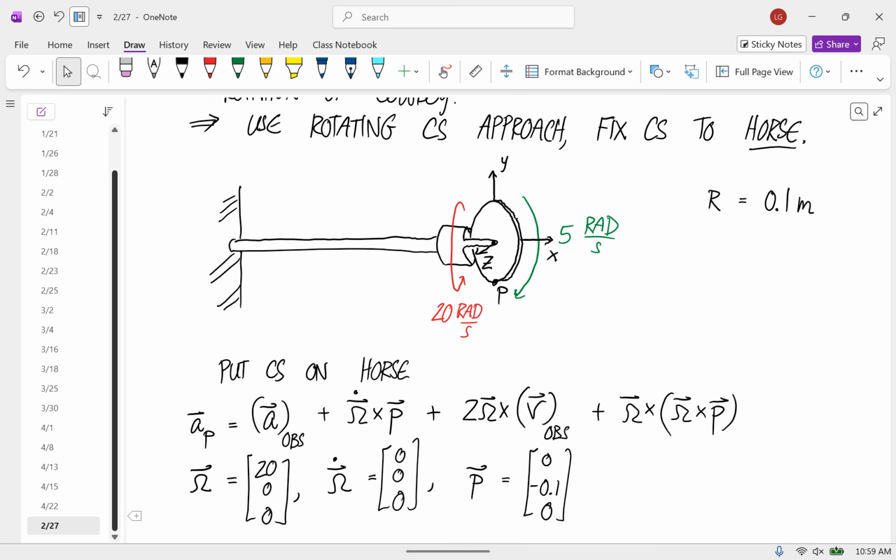Yes? Where's the observer fit? The observer is, so that coordinate system is fixed to this sleeve. So when this sleeve is rotated another 90 degrees, X will be pointed that way. Y will be pointed straight out towards us. And Z will be pointed straight down. Okay. Are you with me on that? All right.